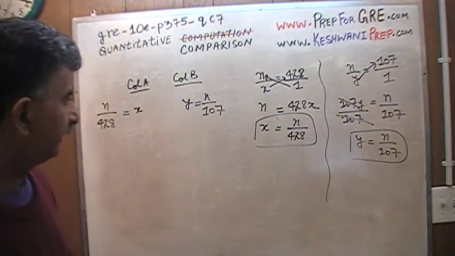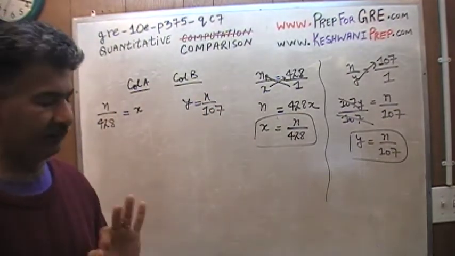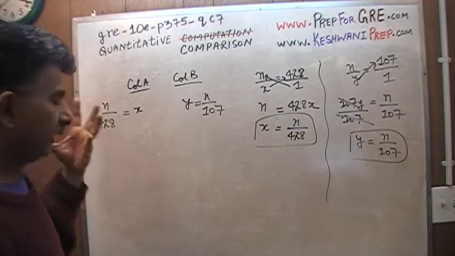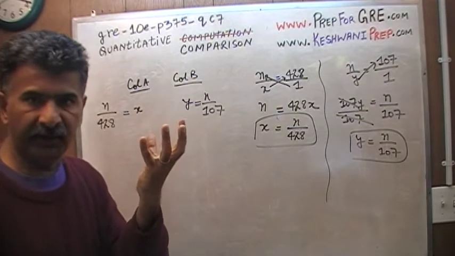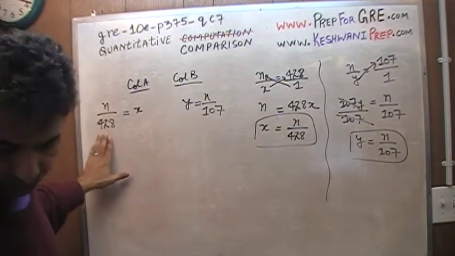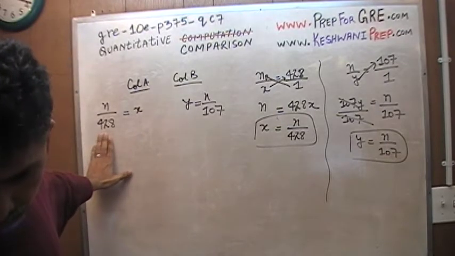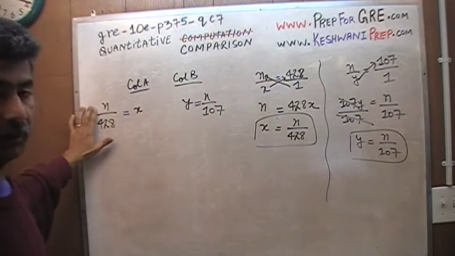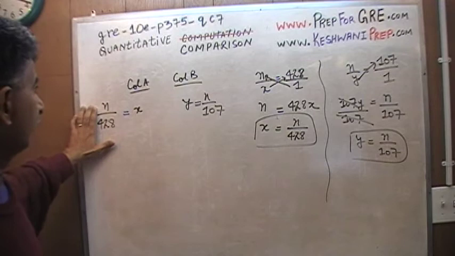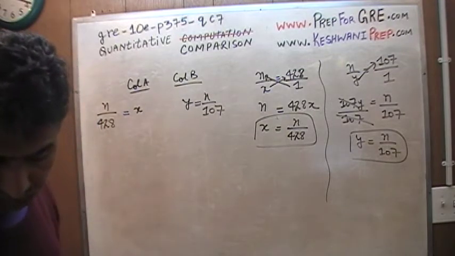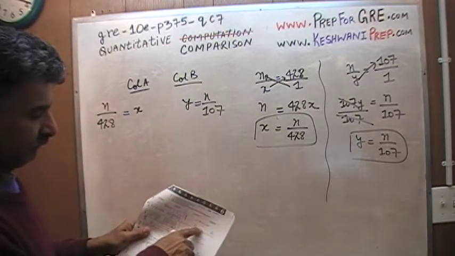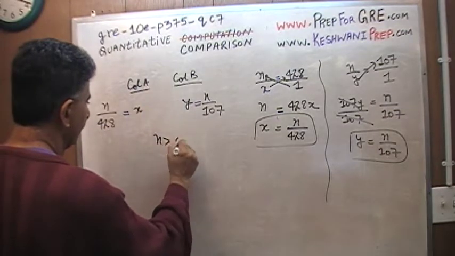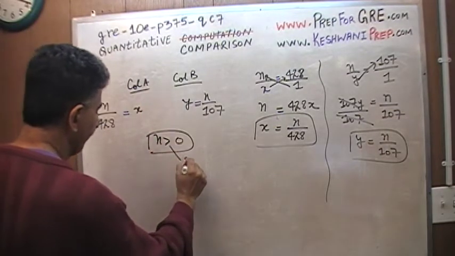Now what we need to understand here is that the answer is not D. What we need to understand is that n is some quantity. If you have a certain quantity, whatever quantity that is, and if you were to divide that quantity into 428 parts, because we know that n is positive. And how do we know that n is positive? Because they tell you in the problem that n is greater than 0 if you look carefully. They tell you that. This is given.